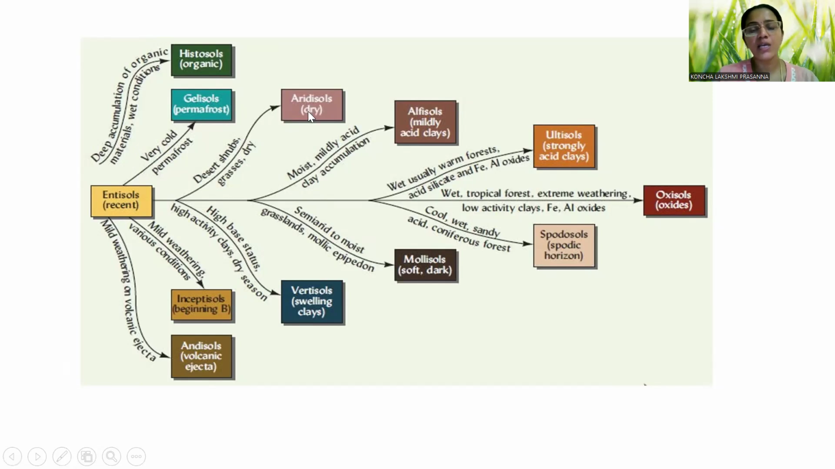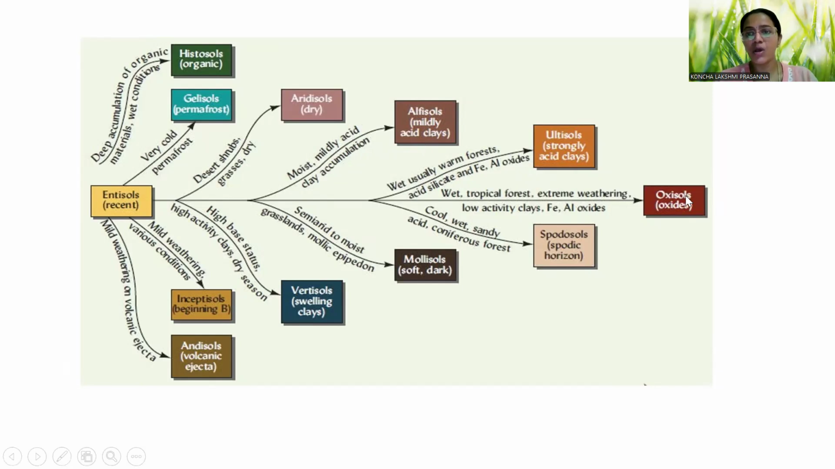Next is the aridisols. Aridisols are the dry soils present in deserts or with shrubs and grasses in dry conditions. Next is the alfisols. Alfisols are soil orders formed in mildly acid clays. These are moist soils where mildly acid clay accumulation mainly occurs. Next is the ultisols. Ultisols are strongly acid clays, usually in wet and warm forests. Acid silicates and oxides of iron and aluminum mostly give rise to these ultisols.